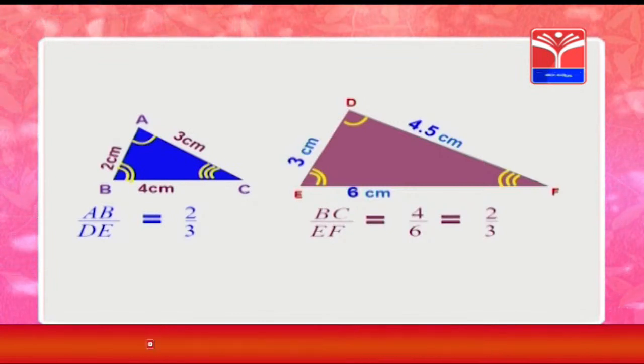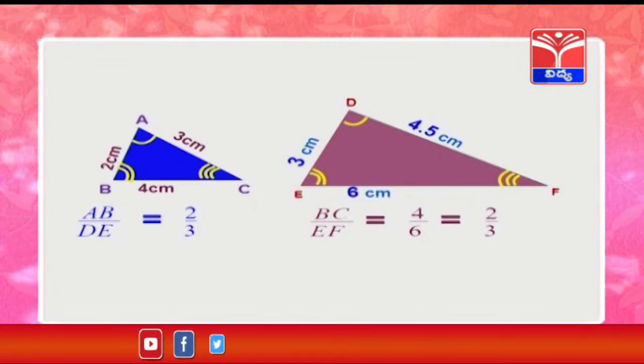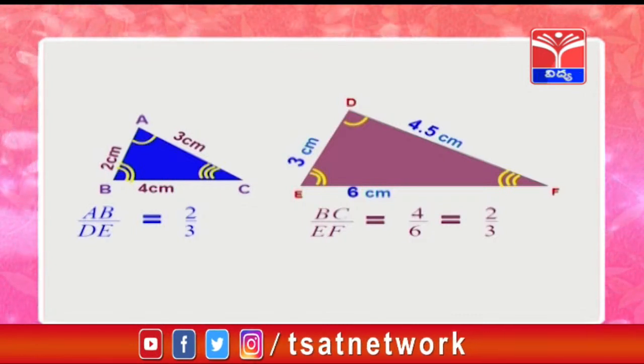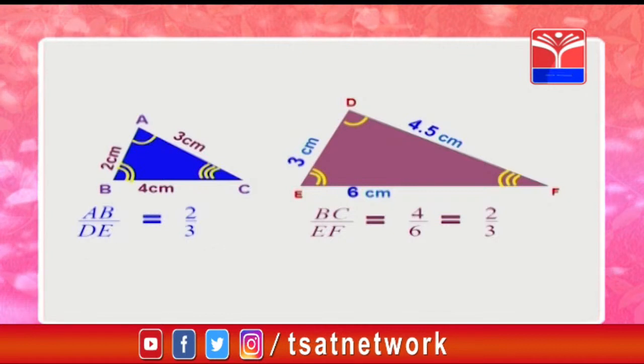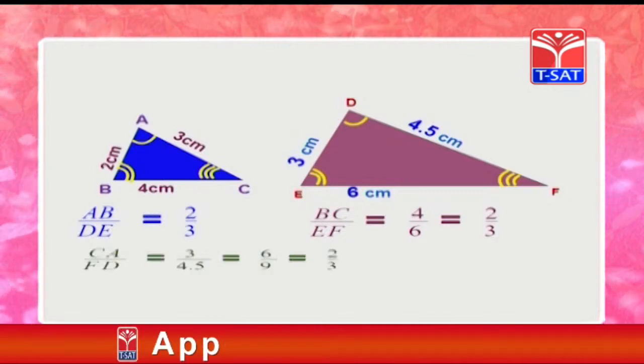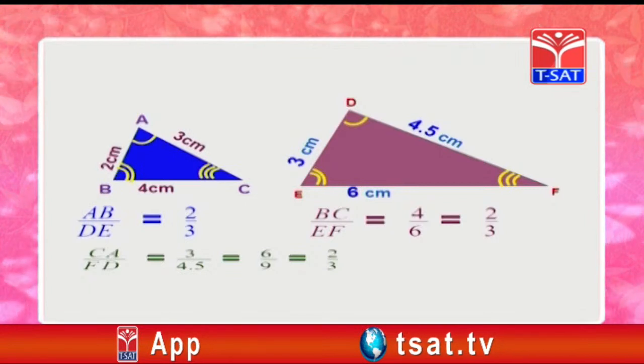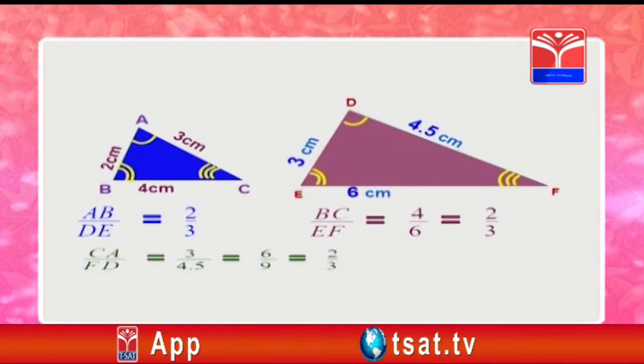We can see that BC by EF, which is equal to 4 by 6, is also 2 by 3. Now, when we consider the ratio of the third sides, CA by FD is equal to 3 by 4.5, on simplification we get it as 2 by 3.